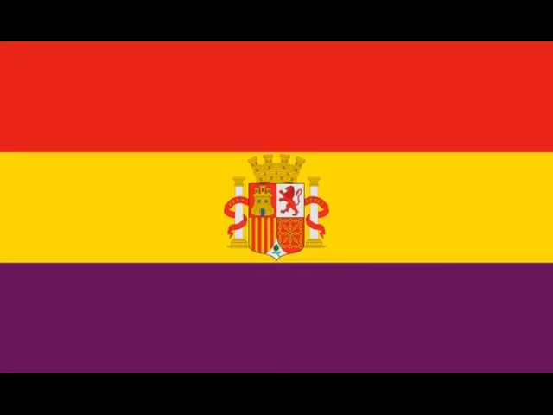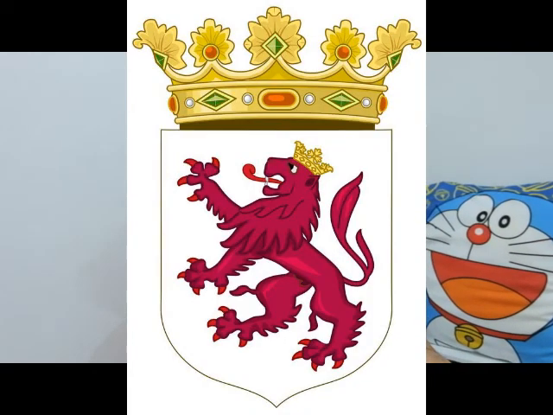Next, there is the Second Spanish Republic flag. It was the form of government that existed in Spain from 1931 to 1939. The flag has three colors: red, yellow, and dark purple. The third color, dark purple, was from the arms of the Kingdom of Leon. One of the reasons that they used purple is because of Catholic religion.